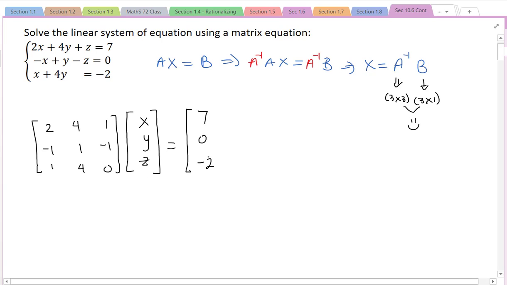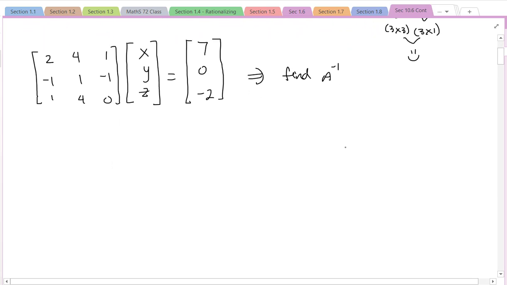My 7 was looking a little funky. Okay, so now we know X, so XYZ has to be a 3 by 1 matrix, which is what we are going to get here. So X is A inverse B. So our task is find A inverse. And for a 3 by 3, it's not as nice to use that shortcut.